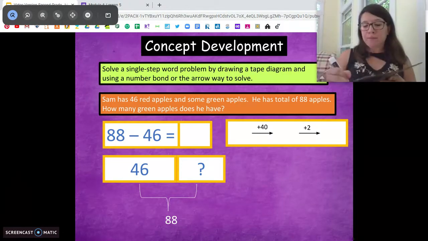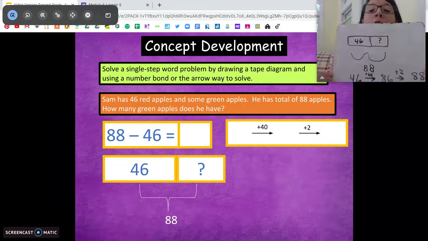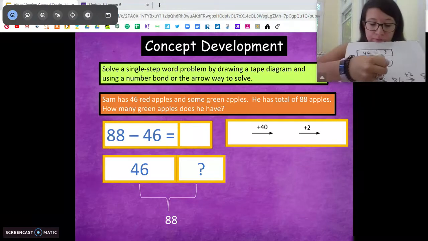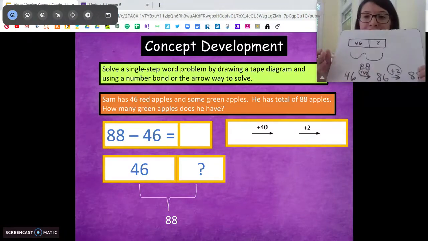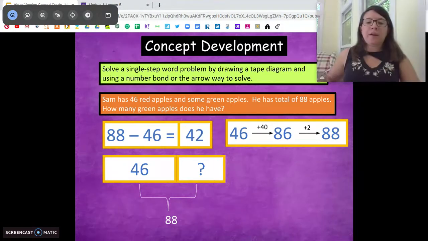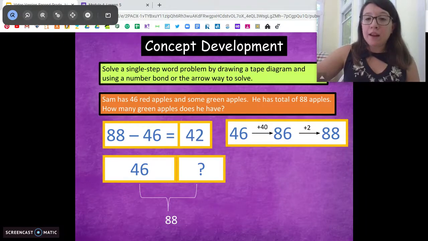Just 2, right? Very good. Plus 2. Now we're at 88. So how many green apples does he have? 42. Awesome work. Now, just because it's good practice, let's solve this the number bond way as well.